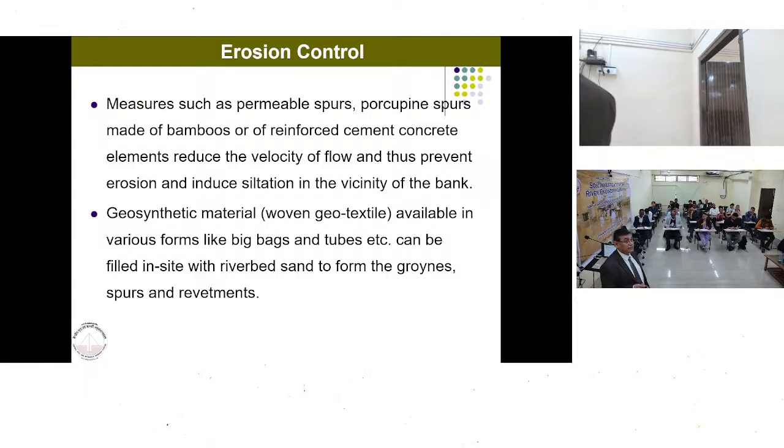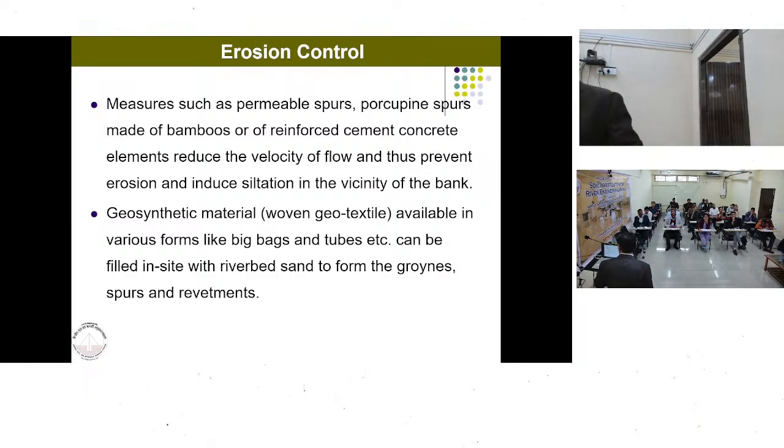Measures range from permeable spurs to porcupines to spurs made of bamboo or reinforced cement concrete elements. And what is the idea? The idea is simply to reduce the velocity. When velocity is reduced, the erosive forces are reduced and the sediment movement is reduced, and so your banks are protected. The phenomenon is simply that.